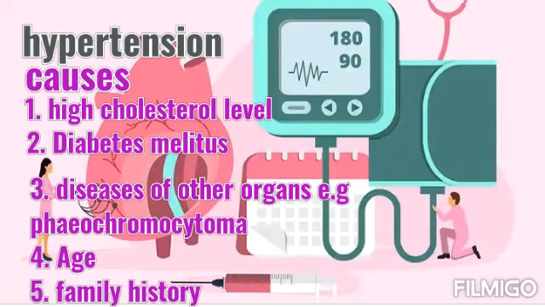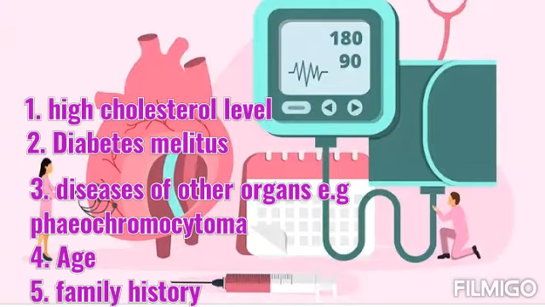Now let's talk about causes or risk factors of hypertension. One of them is high cholesterol level. We have diabetes mellitus, disease of other organs like pheochromocytoma, and we have age factor and family history. All of these can precipitate hypertension, as you all know.